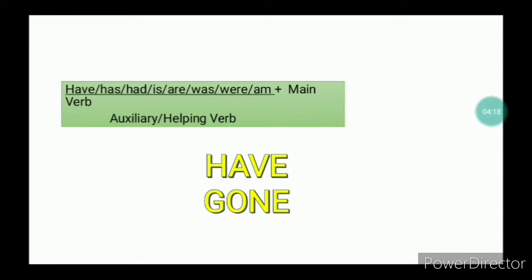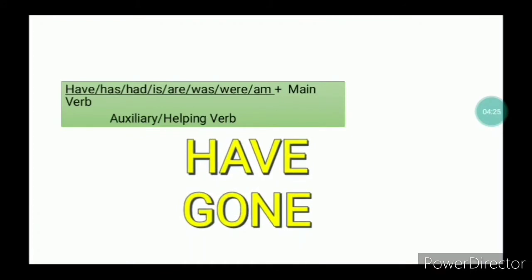Pag yan ang kasama ng main verb mo, automatic, they are past participle. Ano pong example? We have here the example, have gone. So, yung have mo, yan po si auxiliary or helping verb. Yung gone mo is the main verb, which is the past participle. So, kapag nakakita kayo ng sentence na may katabi si main verb mo na helping verb, that is a past participle. But if ever there is none, that is only a simple past tense of the verb.